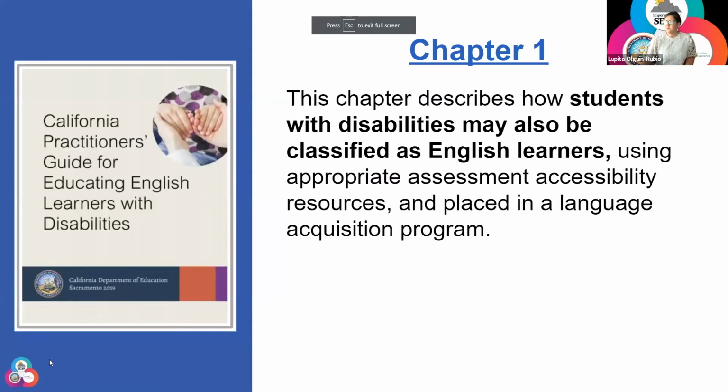So chapter 1 focuses primarily on students with an active IEP who may also be classified as English learners. So we're going to walk you through some of the resources within the guide, as well as some companion resources to help us think about, reflect upon our current classification practices, and start thinking about how some of these resources may be utilized to help improve or refine your current processes.